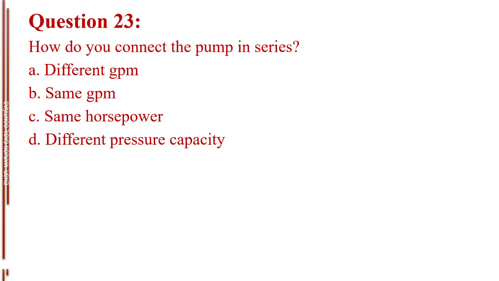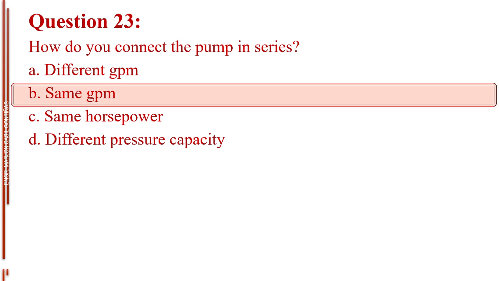Question number 23. How do you connect the pump in series? Letter A, different GPM. Letter B, same GPM. Letter C, same horsepower. Letter D, different pressure capacity. The answer is letter B, same GPM.